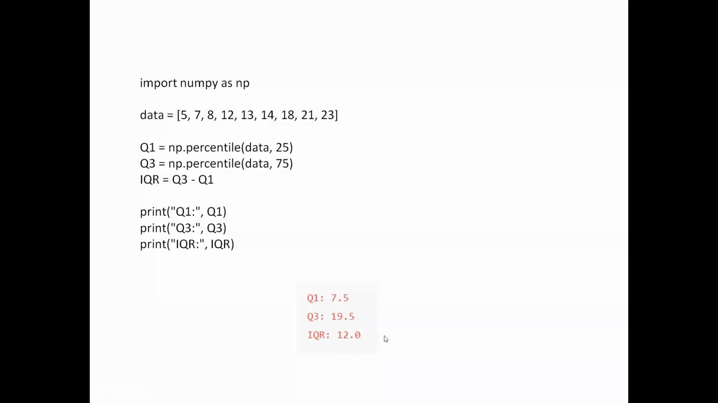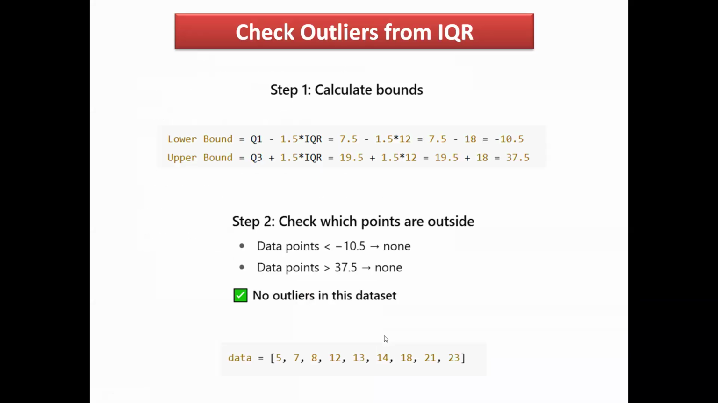Now we want to see which particular value is an outlier in this particular format. So for example, this one is our data set. What is lower bound? This is the formula of lower bound: Q1 minus 1.5 into IQR, which is minus 10.5. Upper bound is this one, 37.5. Now we see which values are lower than minus 10.5 in our data set. In this particular data, no value. Which values are greater than 37.5?